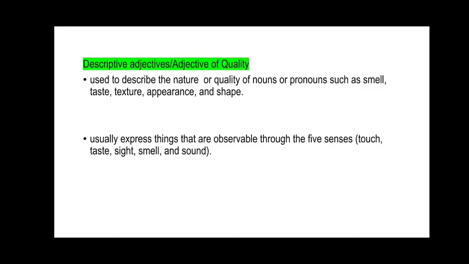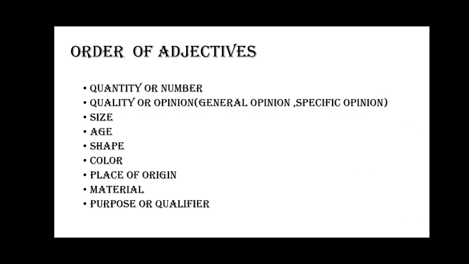Descriptive adjectives. These are also called adjectives of quality. They are used to describe the nature or quality of nouns or pronouns such as smell, taste, texture, appearance, and shape. For example, delicious food, beautiful shirt, like that. Now I will explain this along with order of adjectives. When there are more than two adjectives in a sentence, we follow this pattern. First comes quantity or number or determiner, then quality or opinion. First comes general opinion, then specific opinion.